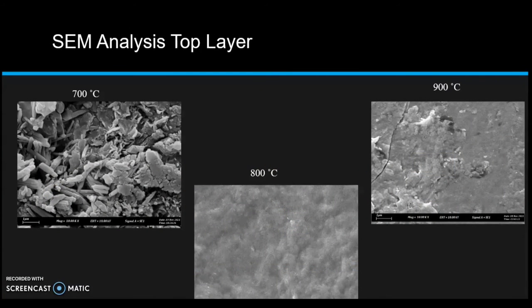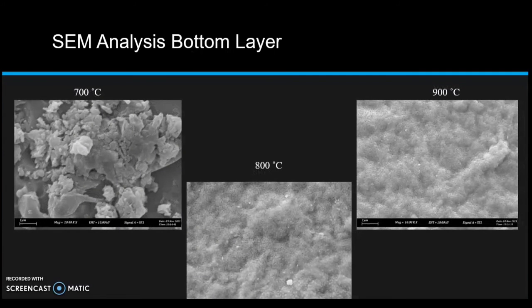Next is the analysis for SEM. This is for the top layer. SEM is where the electron beam interacts with the sample, resulting in a variety of signals that may be utilized to determine the surface topography and composition. So this is the SEM analysis for the bottom layer. There is the nickel oxide, you can see there.